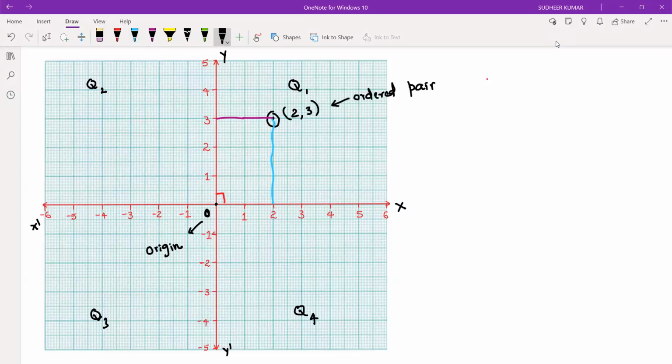In this ordered pair, the first one is known as the x coordinate, or abscissa. And the second one is known as the y coordinate, or ordinate.